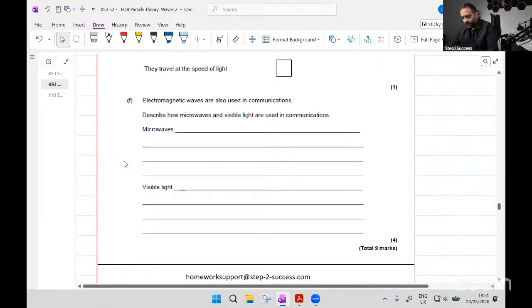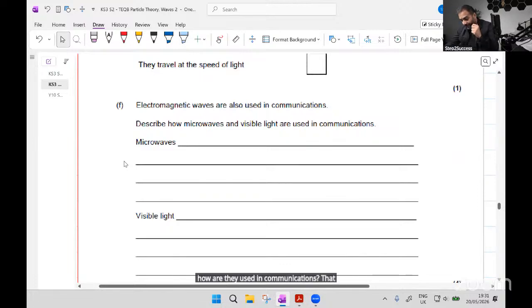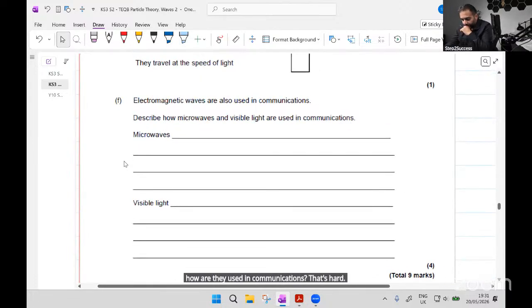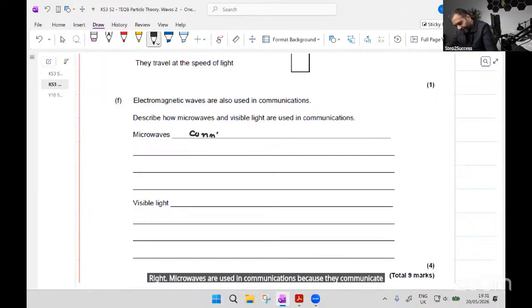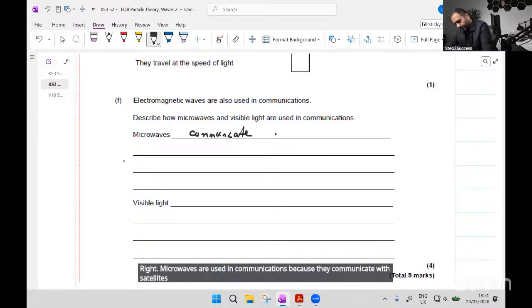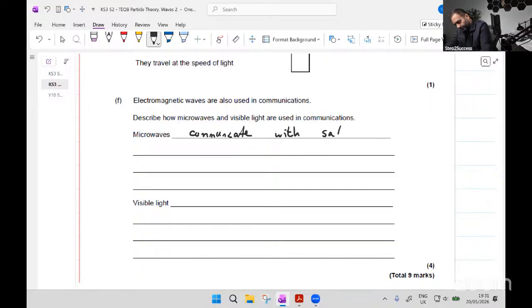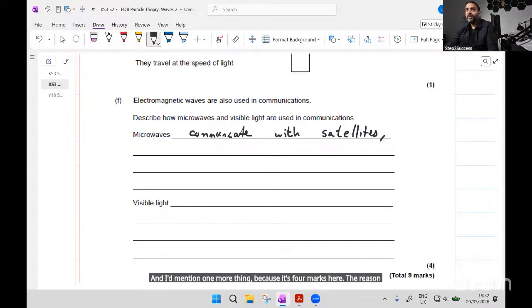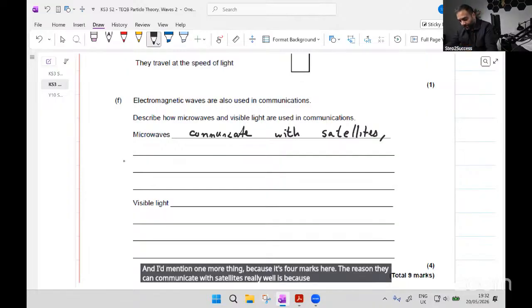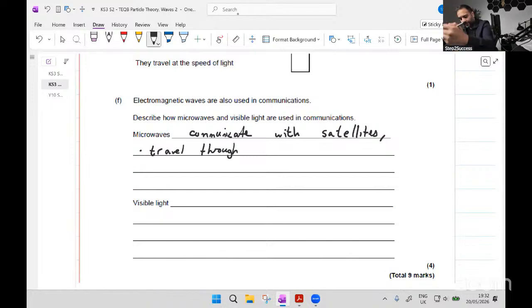How are they used in communications? That's hard. Right, microwaves are used in communications because they communicate with satellites. And I'd mention one more thing because it's 4 marks here. The reason they can communicate with satellites really well is because microwaves can travel through the Earth's atmosphere, because the satellites are on the other side of that.